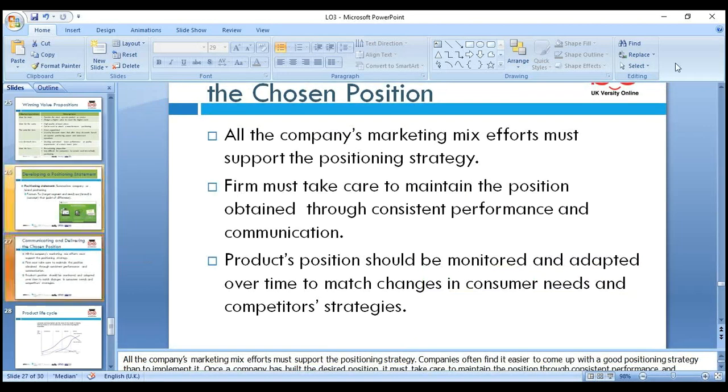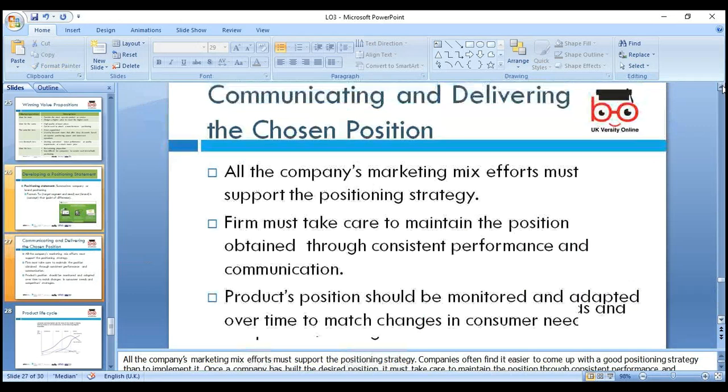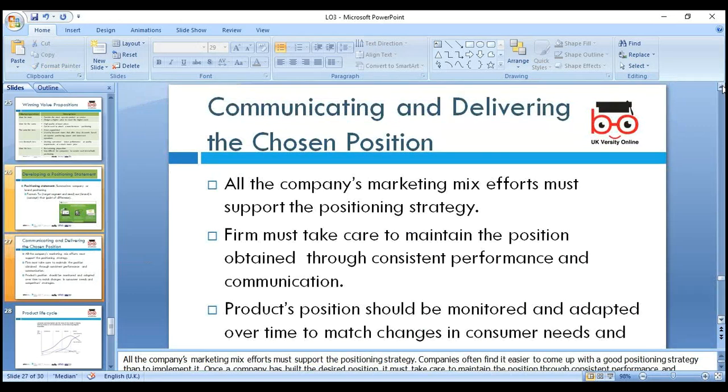Okay, next we're looking now at communicating and delivering the chosen position. All the company's marketing mix efforts must be supported by the positioning strategy.